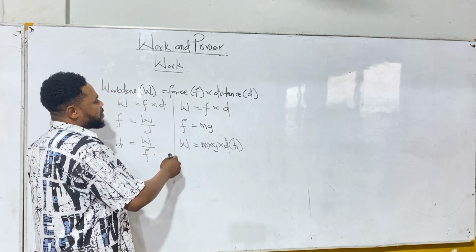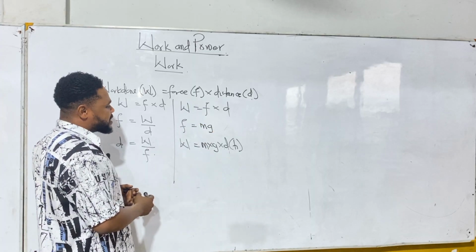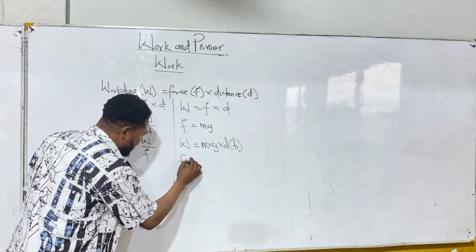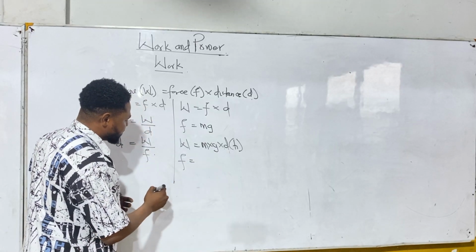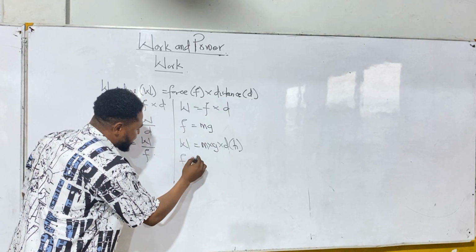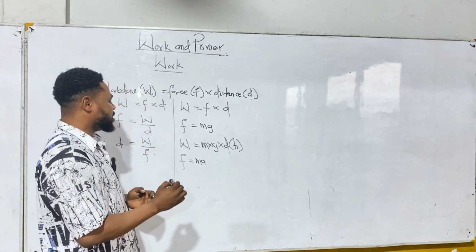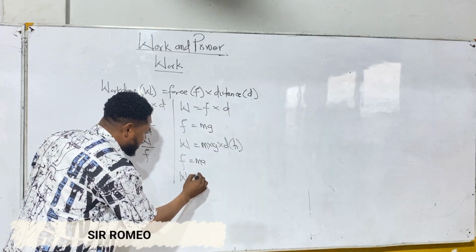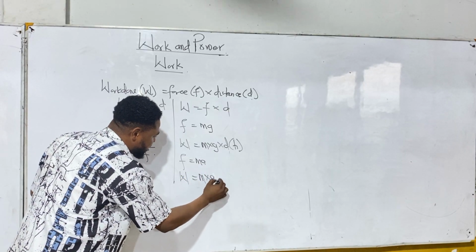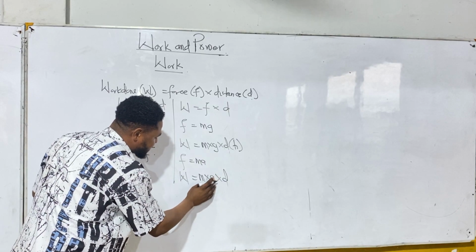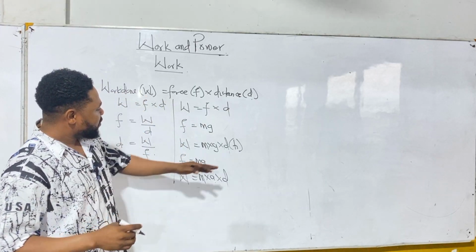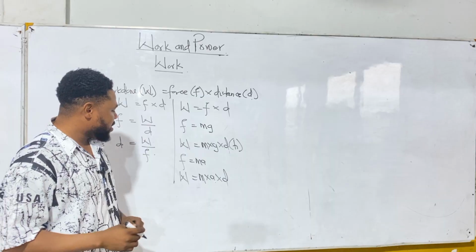Again, if force is equal to mass times gravity, we can also say, from linear motion and from Newton's second law of motion, that force can also be equal to mass times acceleration. Therefore, work done is equal to mass times acceleration times distance. So we can have these formulas: formula number 1, formula number 2, formula number 3.